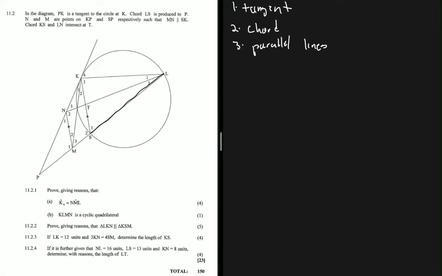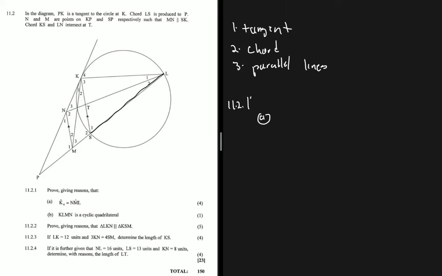And then now to start answering our questions, we have 11.2.1 and then we have A. So all the questions that you are going to answer, we're going to answer them using only these three keywords, nothing else. So when you have a question and you're trying to find which angle is which, you have to go through only these three keywords and nothing else. And you're going to be able to answer all questions.